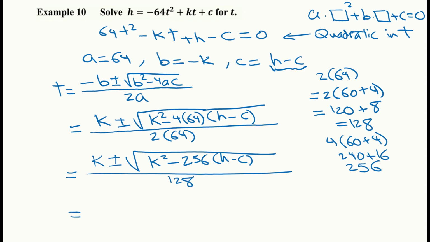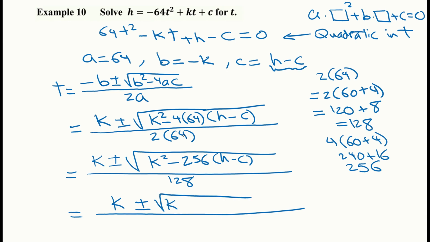We're almost finished. So we get k plus or minus square root of k squared. Now we're going to distribute the negative 256. So we get minus 256h. And then negative times negative becomes positive, so plus 256c. And all of that over 128. So there is our final answer. Of course, there are two answers. One comes from the plus case and one from the minus case.